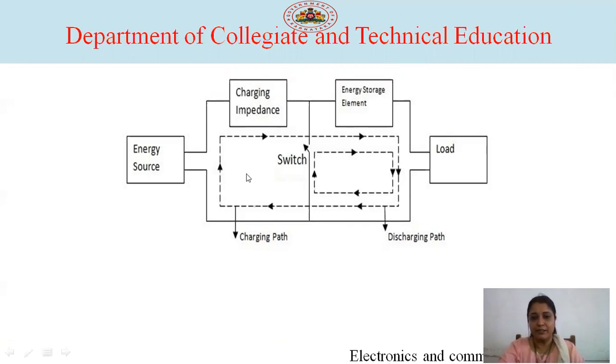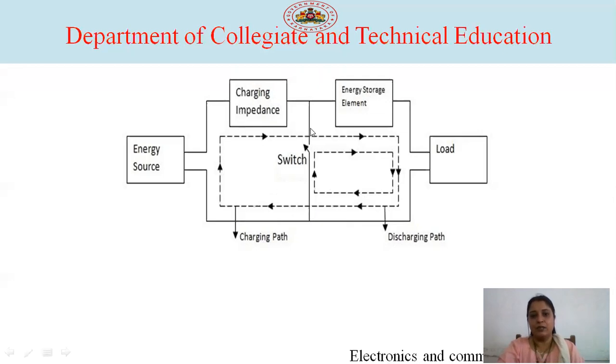Now, if you observe here, we have the switch here, and the outer dotted path indicates the charging path. The inner dotted path indicates the discharge path.